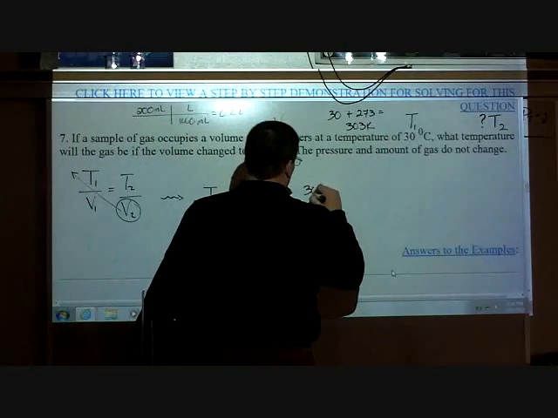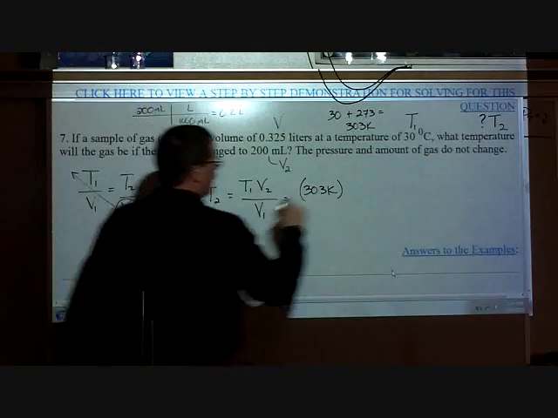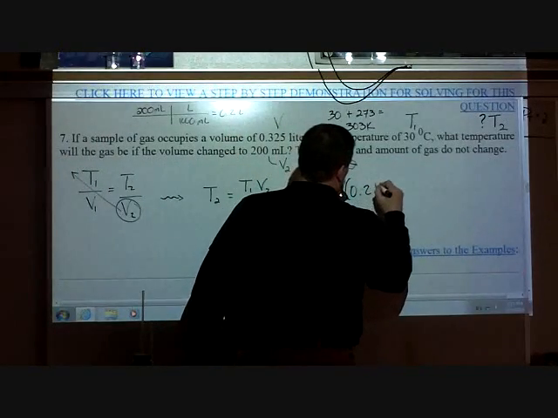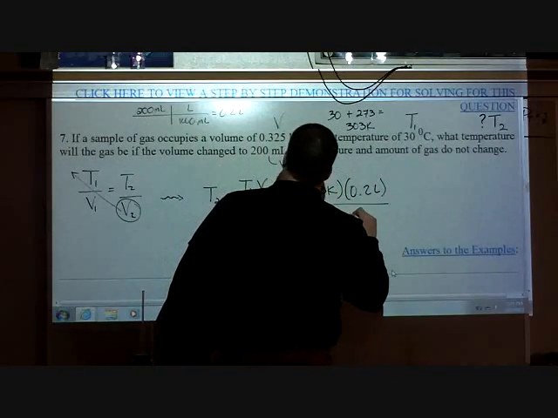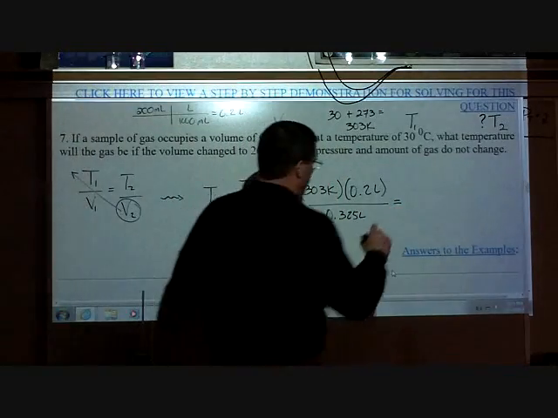We have 303 Kelvin. And V2 is, we left it as milliliters. Oh no, we changed it to liters, sorry. So 0.2 liters over 0.325 liters. And whatever that is, 186.